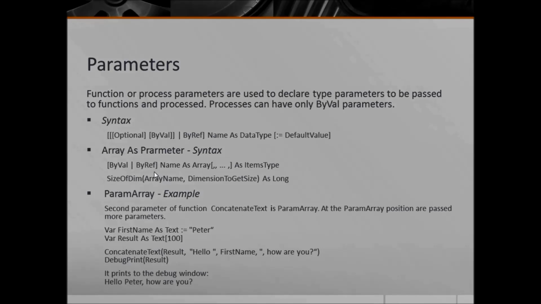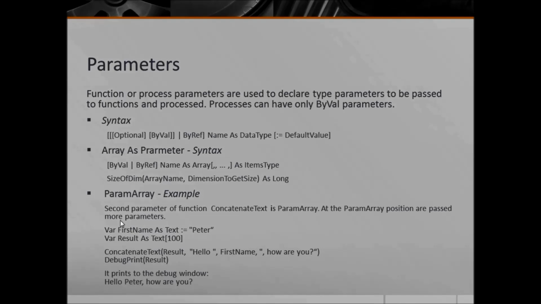An array as a parameter is to put in a parameter of an array of a certain type. And size of dim is used to detect the size of the array that is being passed in. So this will give you some ways of knowing how many parameters or how many array of a certain type has been passed into the function or process.